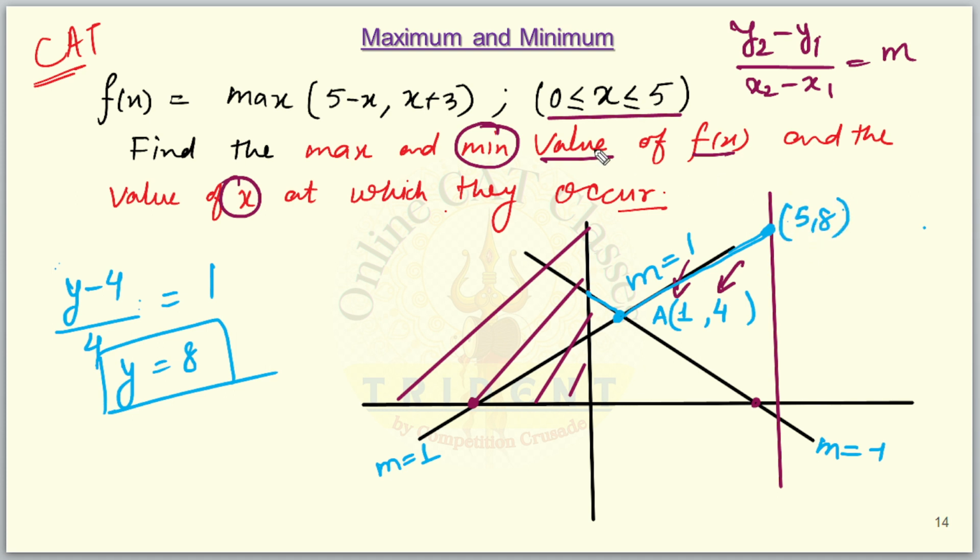In other words, the maximum value of the function is 8, and that occurs at x equals 5. The maximum value of the function is 8 when the value of x is 5. I hope that is clear. We have ignored this part of the graph for a simple reason, because we have been constrained by the condition that x lies strictly in the region 0 to 5. I hope you understood this. If you did, thank you.